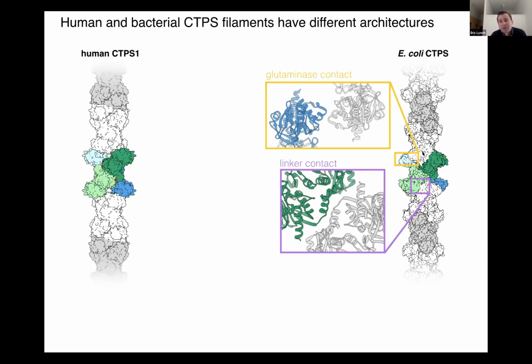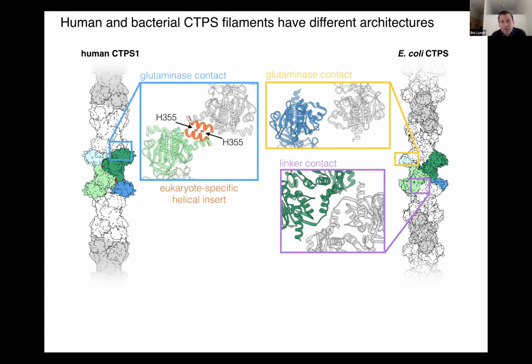And importantly as well, these two filaments actually have completely different architectures. They're both comprised of stacked tetramers, but they assemble by different contacts. So the E. coli filament has two different contact sites, one in the glutaminase domain and one in the linker. Whereas the human enzyme assembles by this completely different helix in the glutaminase domain. And this helix is actually specific to eukaryotes, so it's not present in bacteria.